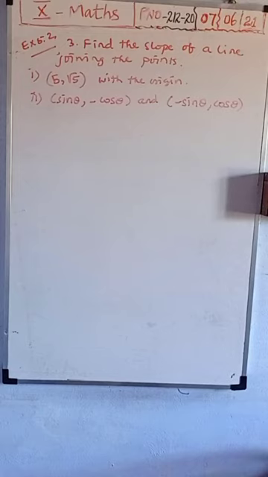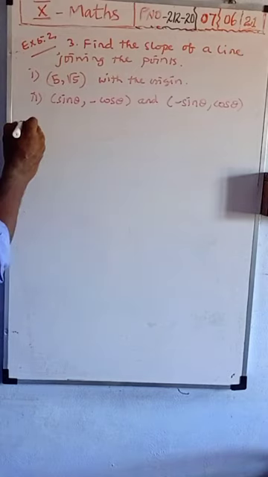Next, the third question: find the slope of a line joining the points. When two points are joined, we get a line, and from that line we want to find the slope. Here two points are given, and the slope of the line is y2 minus y1 by x2 minus x1. Use that formula and we will get the answer. So see the solution.